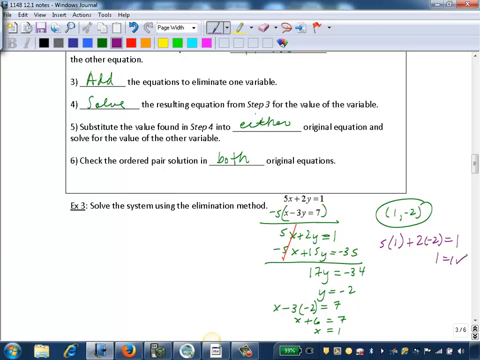So that works. Then the second equation, I put the 1 in for the x. So 1 minus 3 times -2 for the y equals 7. So then 1 minus, then we've got minus minus, so that really becomes plus. 3 times 2 is 6, and 1 plus 6 is in fact 7. So that does check.